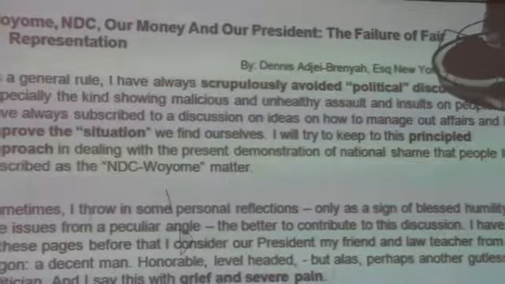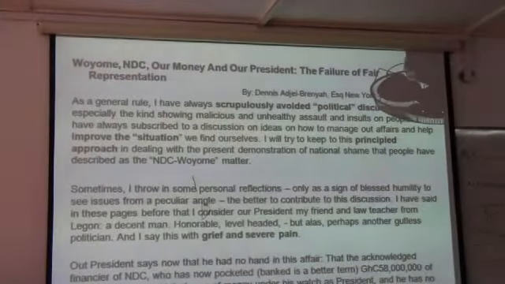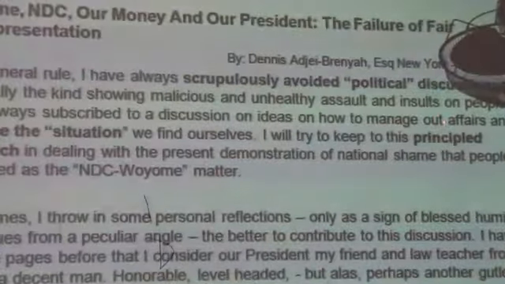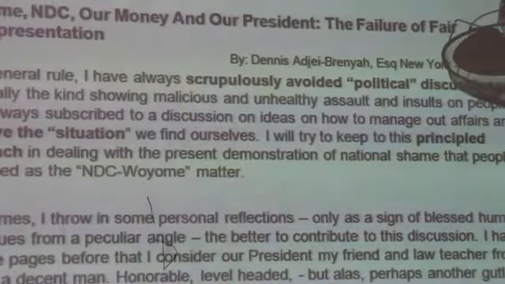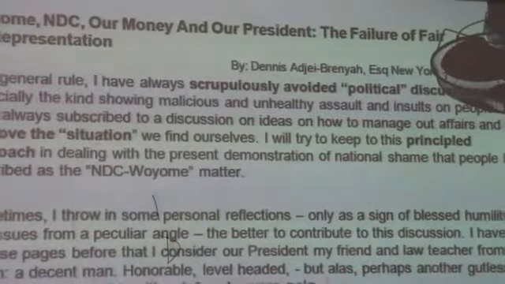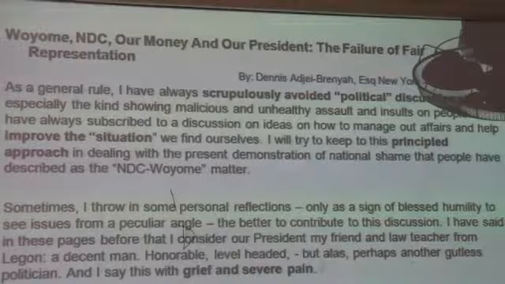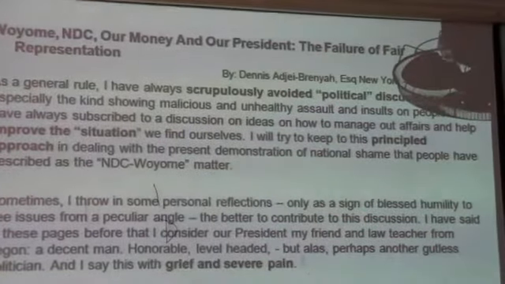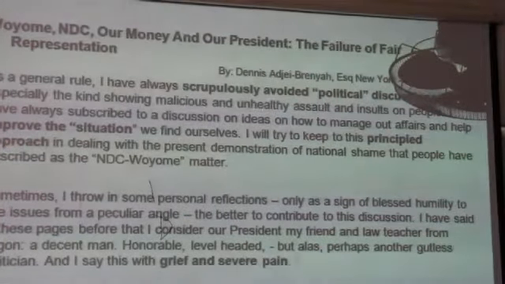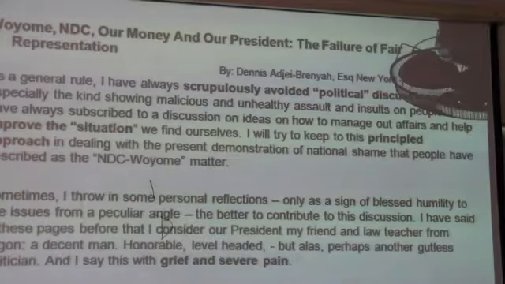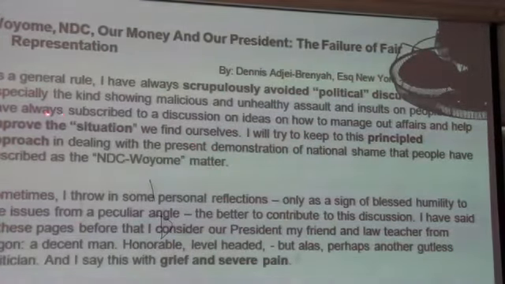"I have always subscribed to a discussion on ideas on how to manage our affairs and help improve the situation we find ourselves in. I will try to keep this principled approach." Now, don't you realize that all the key words there are talking about objectivity? So, how many times do you see them? 3 times. I think somebody can even say, "I've always subscribed," he may even underline, so about 4 times.